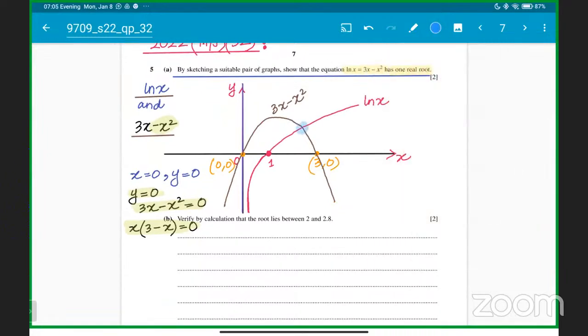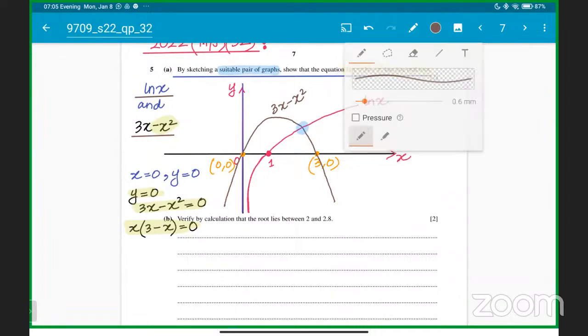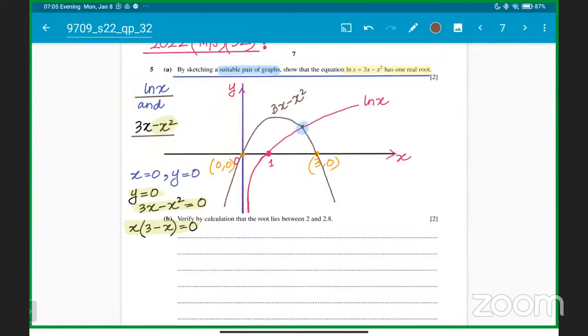Here we go. By sketching the suitable pair of graphs, we can clearly see that there is only one root. You have to tell the examiner this by writing it in pen, that this is the one real root, okay? Understood? That this is the one real root that you are looking for. And that's how you do question number 5 part A. Understood? Clear on this?